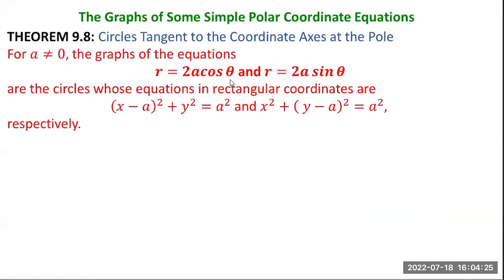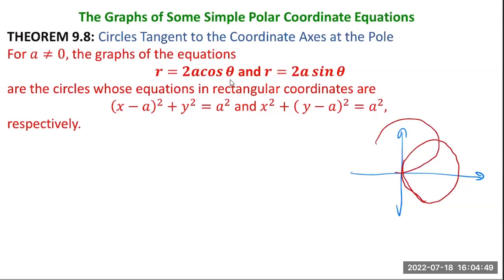Okay, next I want to go over theorem 9.8. Circles tangent to the coordinate axis at the pole. That means we have the coordinate axis like this. Circles tangent to the coordinate axis at the pole means either a circle like this or a circle like this. Both of the circles are tangent to the axis. For example, this one is tangent to the polar axis here, and this circle is tangent to the vertical axis.